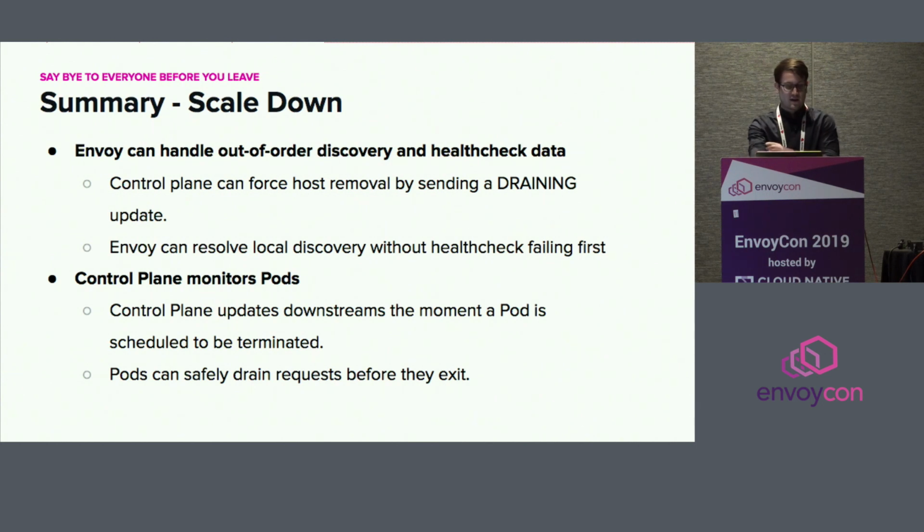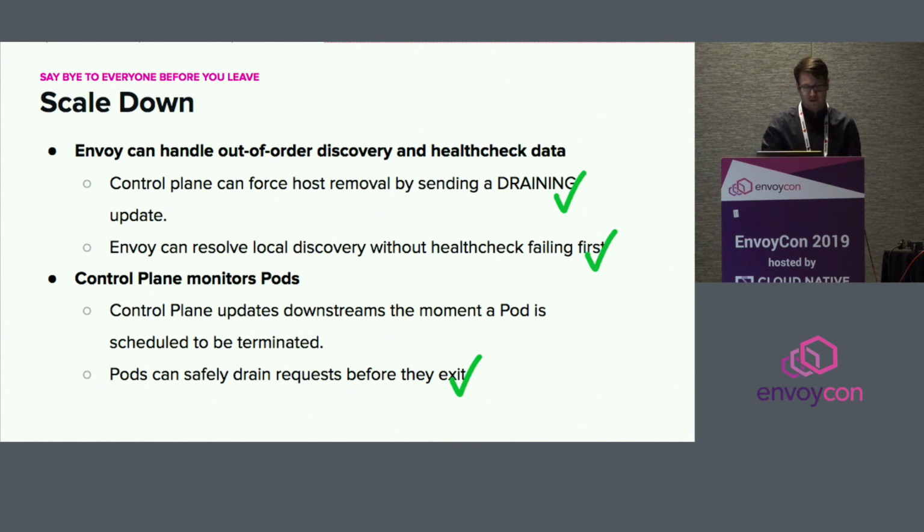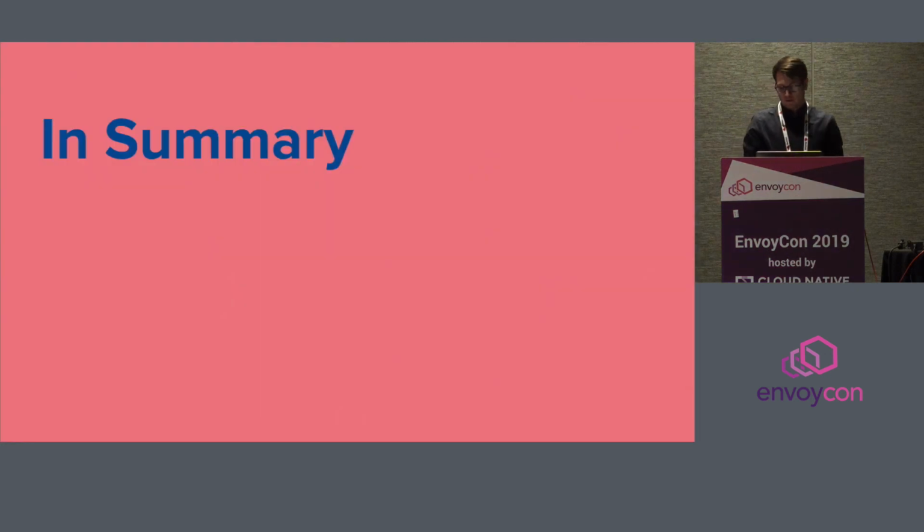So in summary, scale down, the two things we had to tackle here were the out-of-order bugs, notably around discovery and health check data, and then also getting our control plane to monitor pods rather than endpoints, because that seems to give us time to send the draining update, and it allows us to avoid just sending the draining update, basically. So everything's good. We got all these cool check marks.